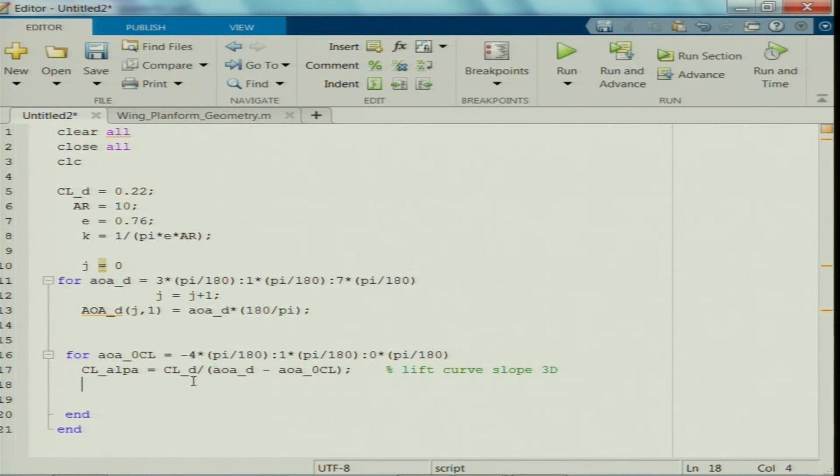so we have CL alpha 3D, right, isn't it? So, let us have another variable for the inner loop.